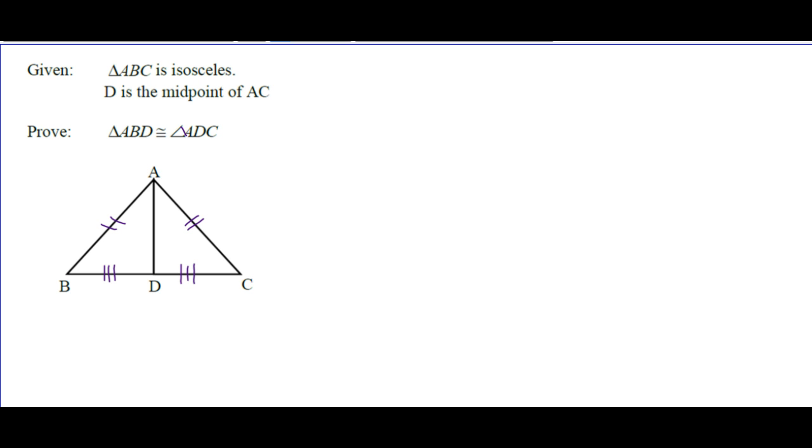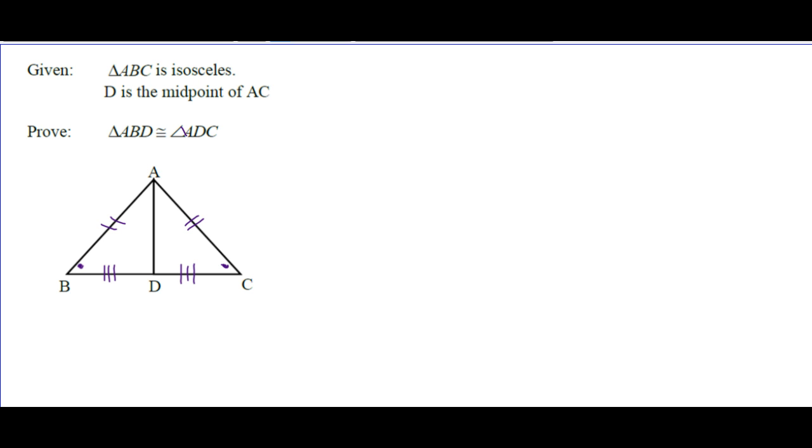Side angle side, right? How do we know these two angles are equal? It's an isosceles triangle. So these two sides are the same, and these two angles are the same. Side angle side. Three statements, done.